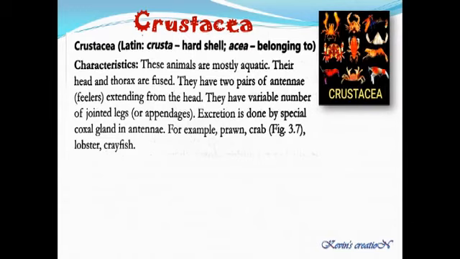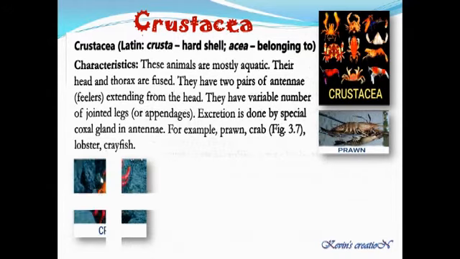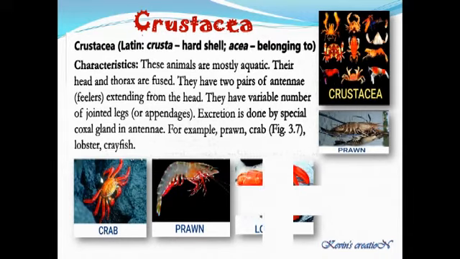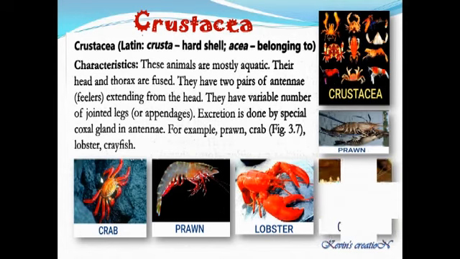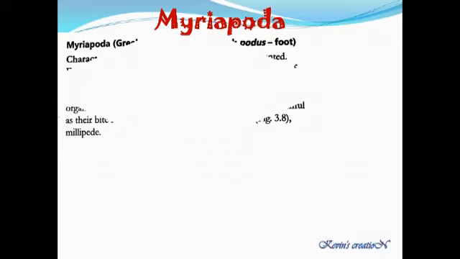So they have got the hard shell. Okay, they have 2 pairs of antennae. Okay, and examples are prawn, crab. Here you can see prawn, lobster and crayfish. So all these are the members of subgroup Crustacea.